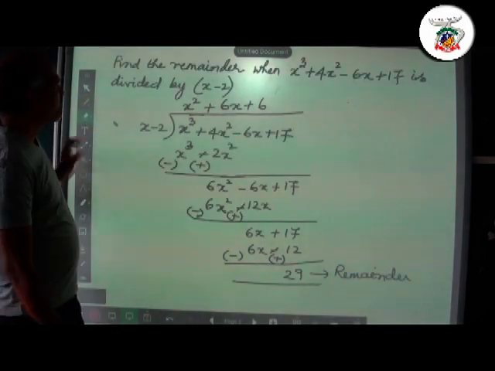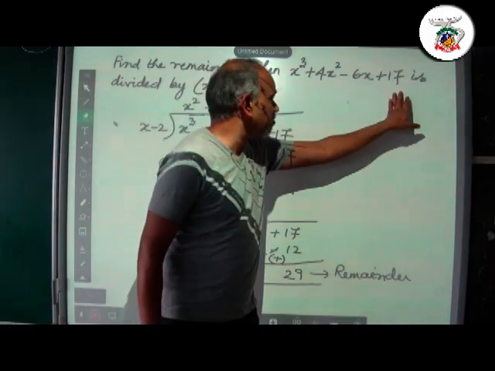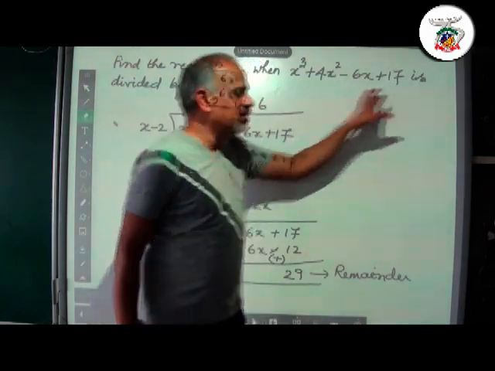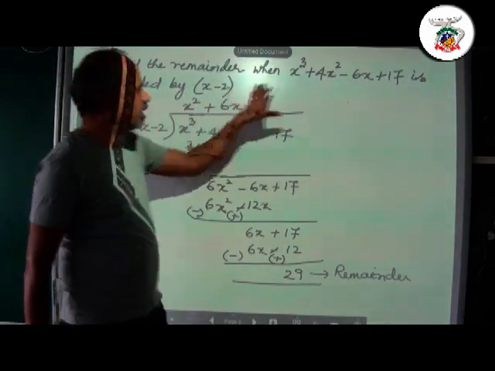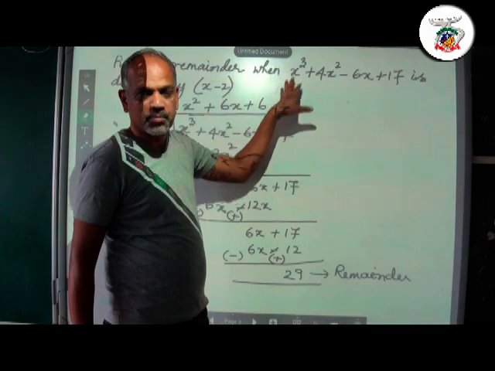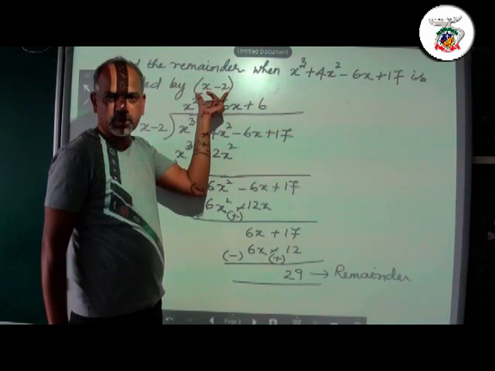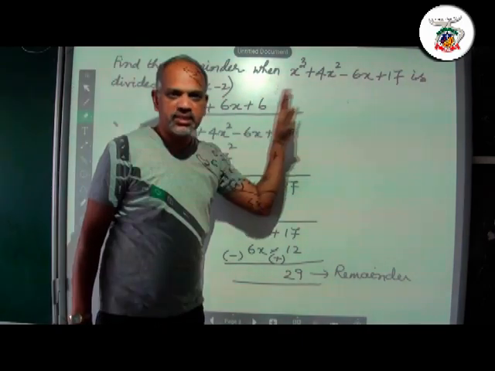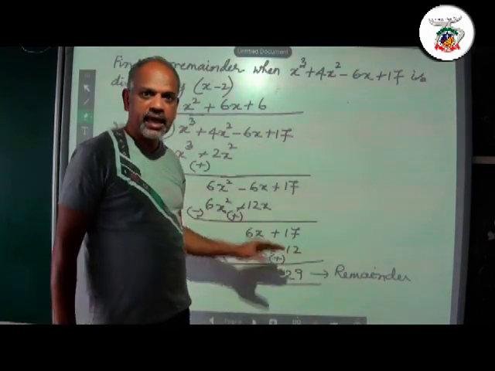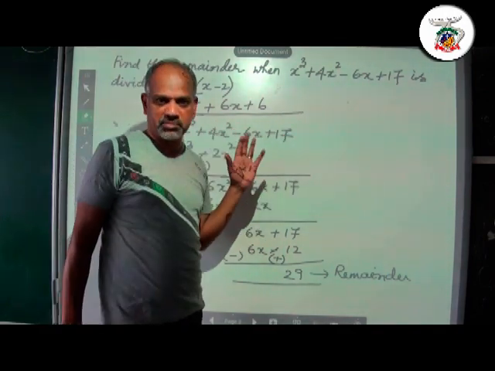And here the question is, find the remainder when the polynomial given, x cubed plus 4x squared minus 6x plus 17, is divided by x minus 2. This is the polynomial. It has 4 terms. The highest power of x is 3. So this polynomial has to be divided by a binomial here. There are only 2 terms here. So we are going to divide this using the normal division method. I'll show you the normal division method, and also I'll show you how to divide this and find the remainder using remainder theorem.